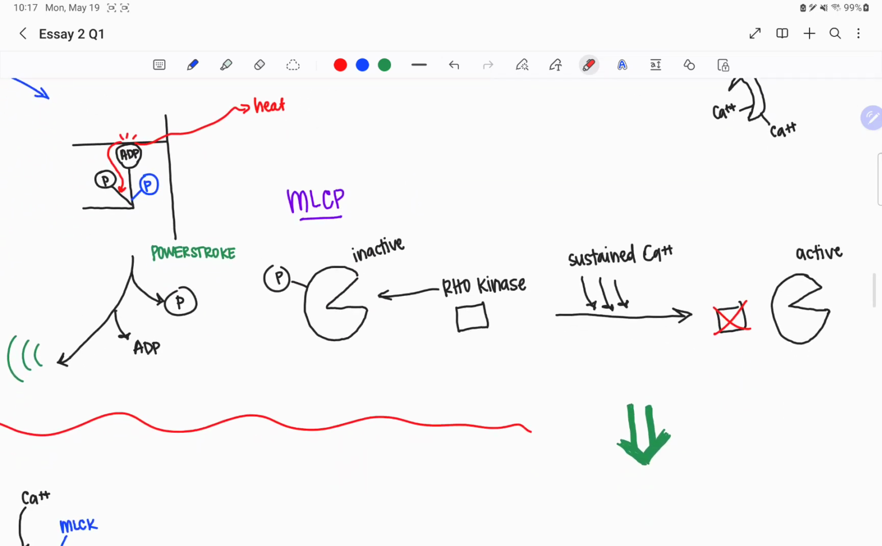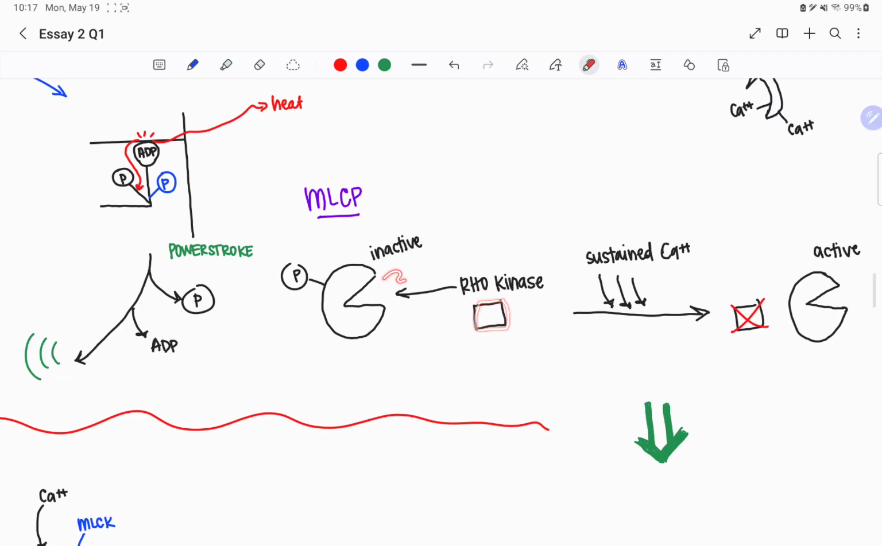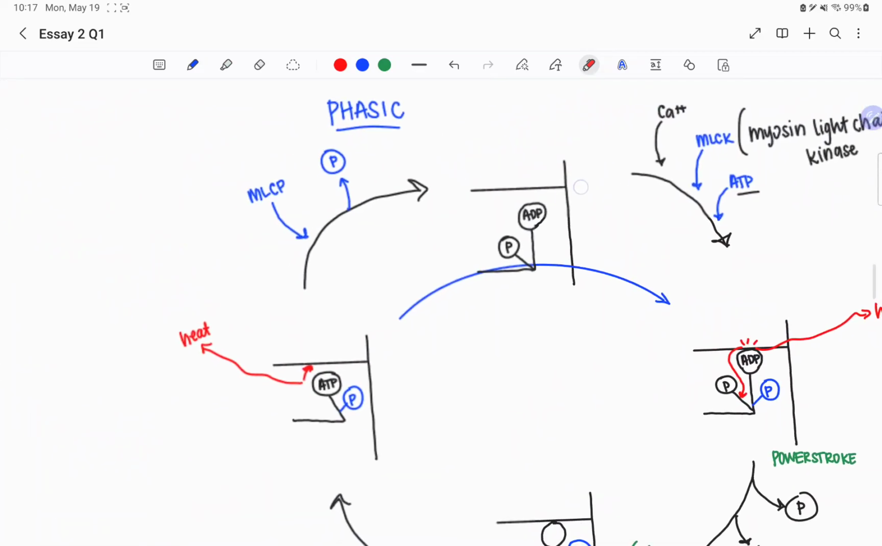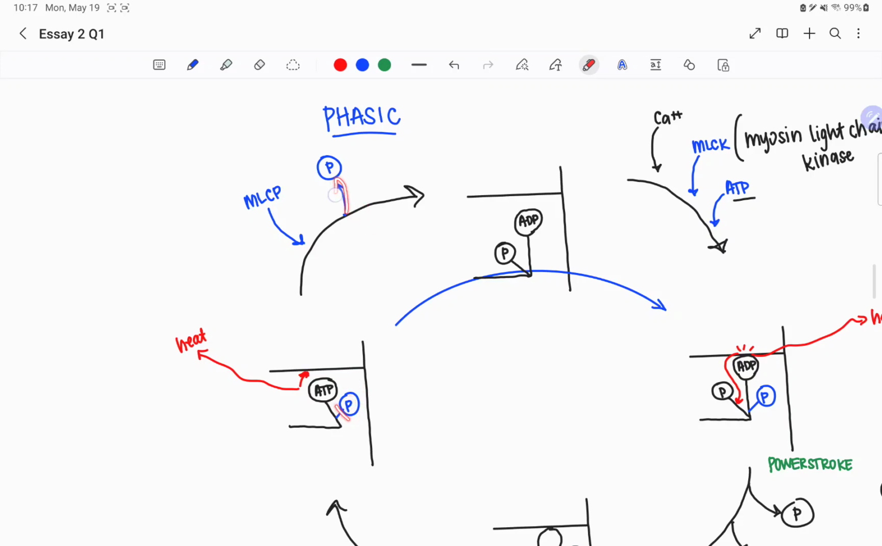Now MLCP, a little different. When it's inactive, rho kinase is kind of chilling in its mouth. Okay, so it's blocked. Right? But when we have a whole bunch of calcium, or sustained amounts of calcium, after a while, that will get rid of our rho kinase, and now we have an active Pac-Man, MLCP, who's going to come and chomp that phosphate right here, kick it off, and now we're going to have to go back to step 1 here, instead of just being able to bypass straight to step 2.